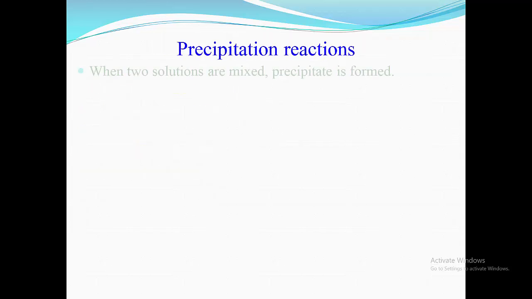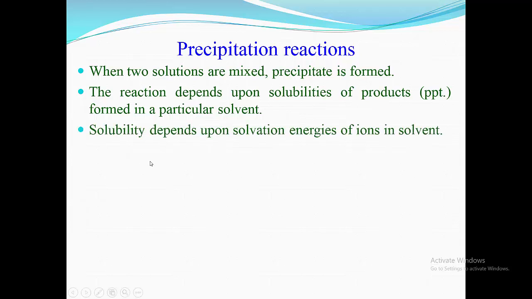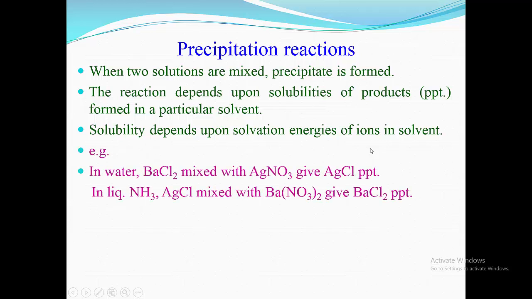Precipitation reactions. When two solutions are mixed, precipitate is formed. The reaction depends upon solubilities of products formed in a particular solvent. Solubility depends upon solvation energies of ions in solvent. For example, in water, barium chloride is mixed with silver nitrate to give AgCl precipitate. When aqueous barium chloride solution is treated with AgNO3 solution, we will get AgCl precipitate.